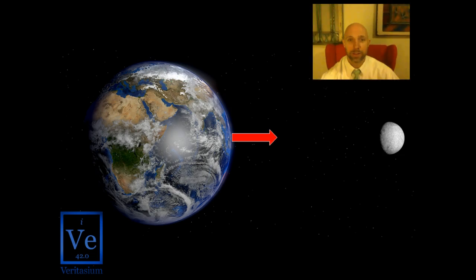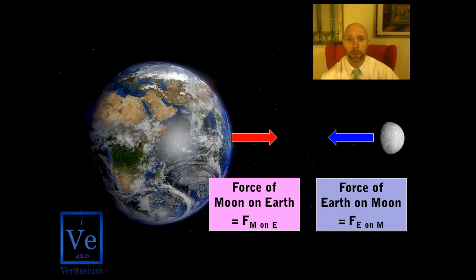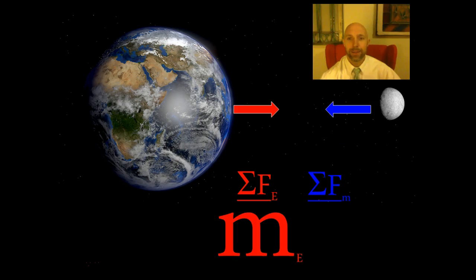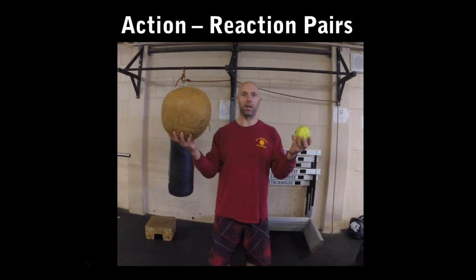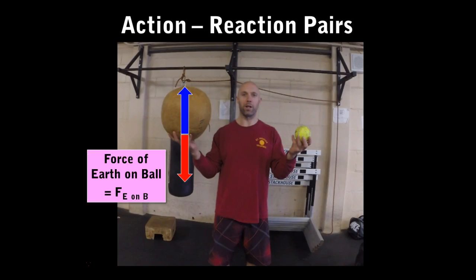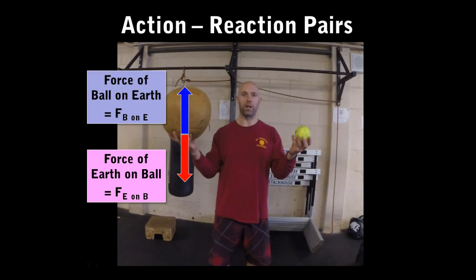This is what you're seeing with the Earth and the Moon. This idea brought to us from our friends at Veritasium is shown in really the same idea, where the Moon has a significantly smaller mass than the Earth, and so the acceleration that the Earth feels is much less than the acceleration that the Moon feels. This too is seen with the ball. When the ball is dropped, the Earth does move towards the ball, but not a whole lot.